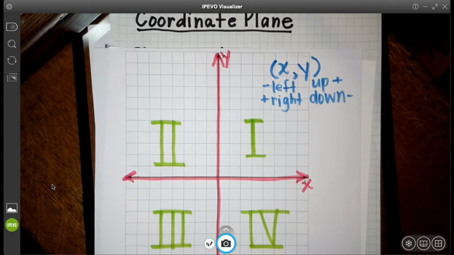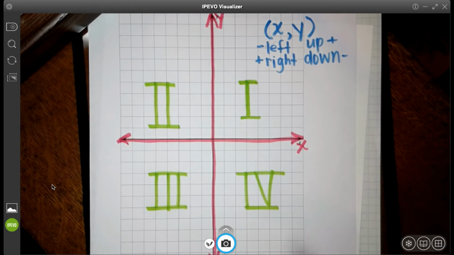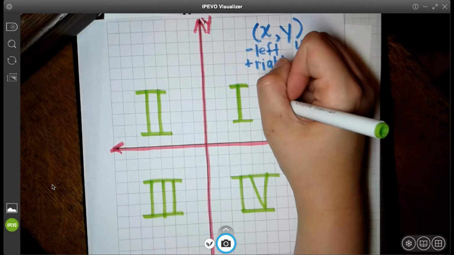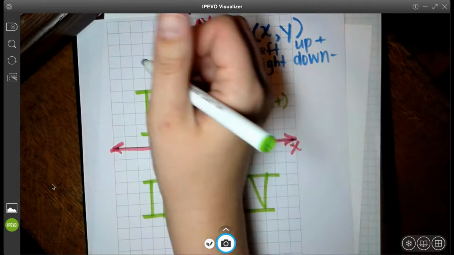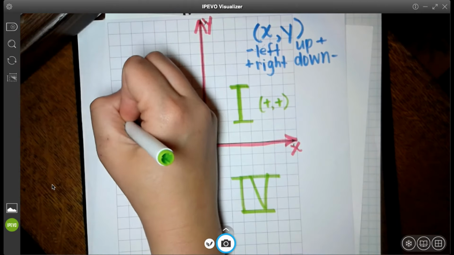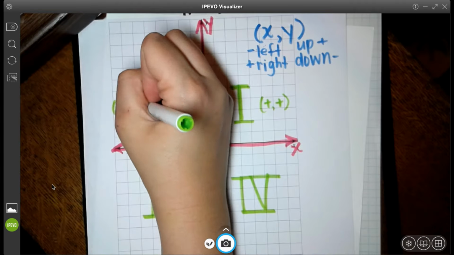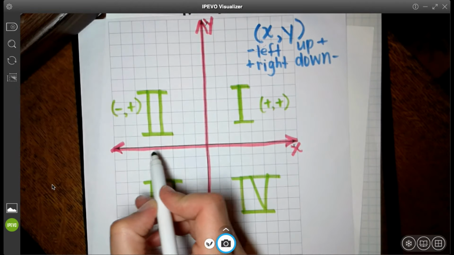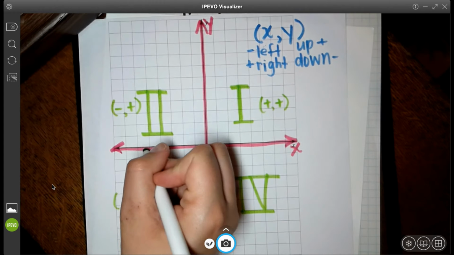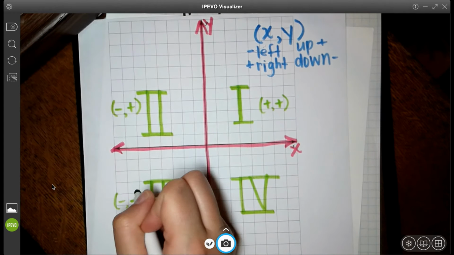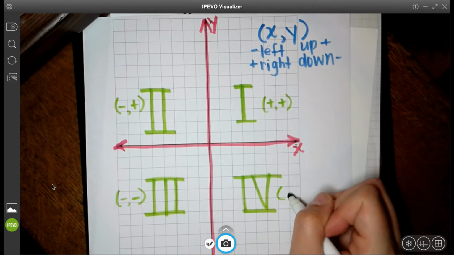Now the points in each quadrant are very predictable. Okay, when I work in the first quadrant, the signs will always be positive, positive. When I work in the second quadrant, my signs will always be negative, positive. And you see me, I moved my pencil. That's how I remember. Negative, positive. In quadrant 3, negative, negative. And in quadrant 4, positive, negative.